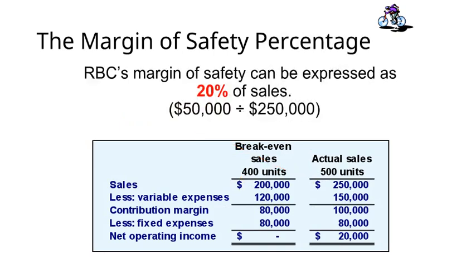We can express the margin of safety as a percent of sales. The margin of safety percentage is equal to the margin of safety in dollars, $50,000, divided by the total budgeted or actual sales in dollars. In the case of RBC, the margin of safety is 20%, $50,000 divided by $250,000.